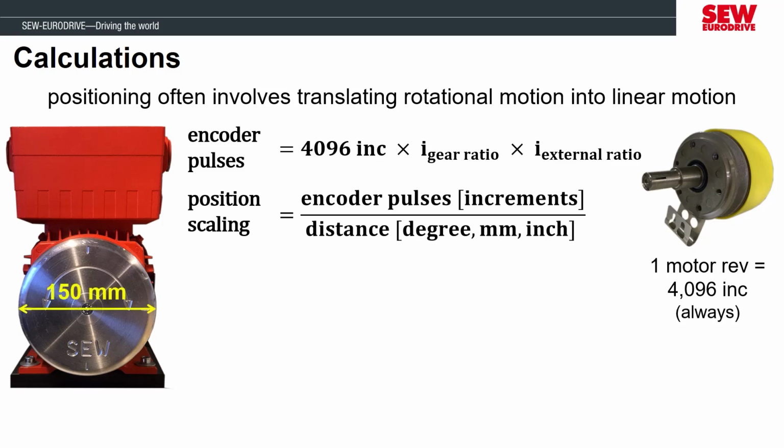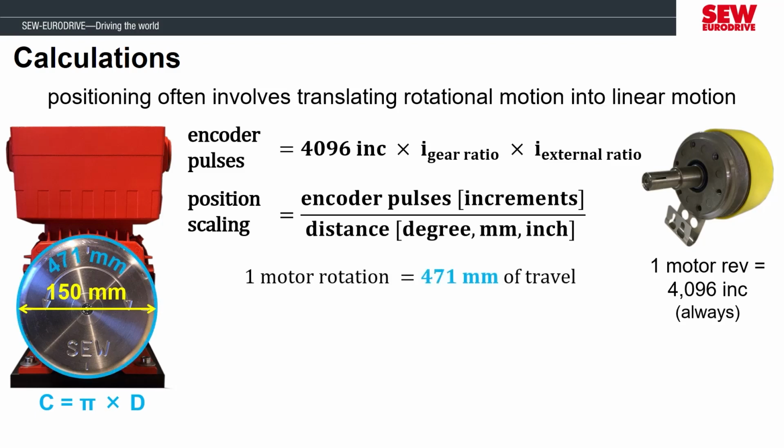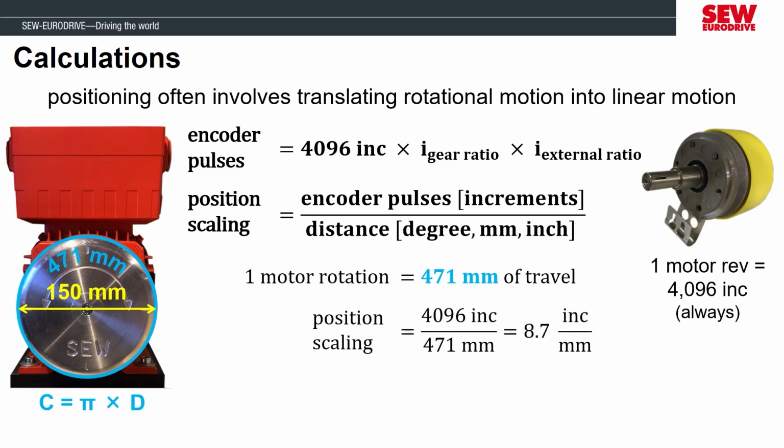The diameter of the flywheel is 150 millimeters, so we can just calculate the circumference to determine the distance traveled for one rotation. The circumference equation is pi times the diameter, and if we plug in 150 millimeters, the circumference will result in 471 millimeters of linear travel for one rotation. Now we can plug in the values into the numerator and denominator of this position scaling equation and find that the scaling factor will be 8.7 encoder increments or encoder pulses for every millimeter of linear travel.